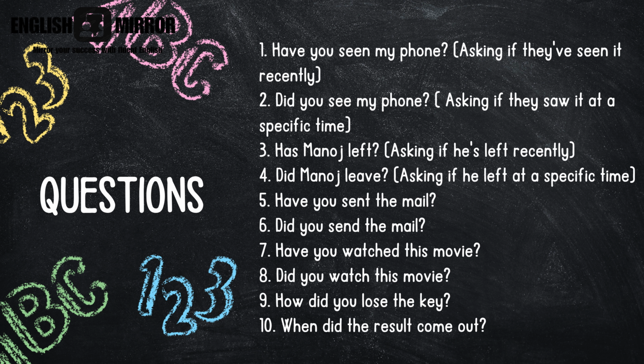The first one is, have you seen my phone? Asking if they have seen it recently. Just now I have put this phone, and have you seen it right now? That is what is conveyed here. And the next one, did you see my phone? That means asking if they saw it at a specific time, that past action only. Did you see? That is what is mentioned here.